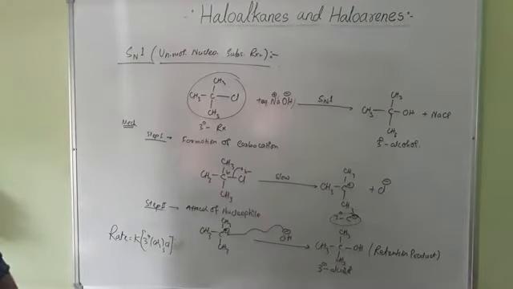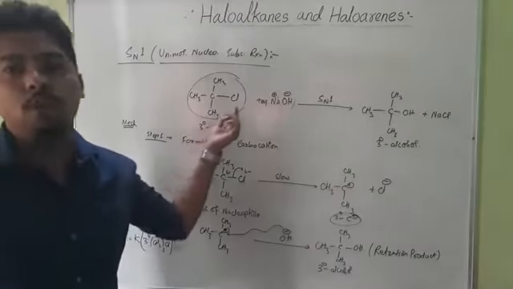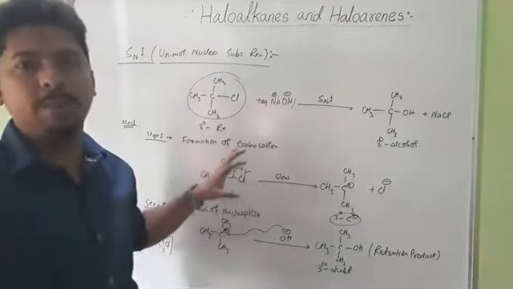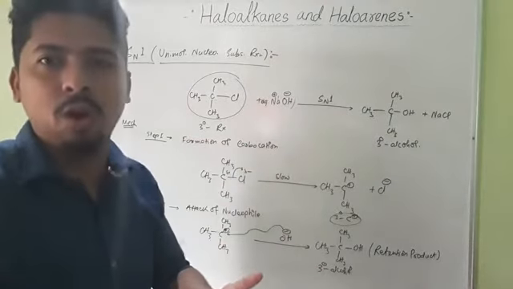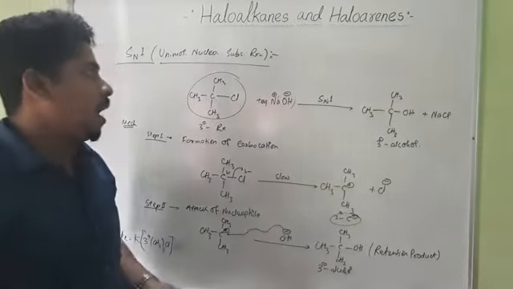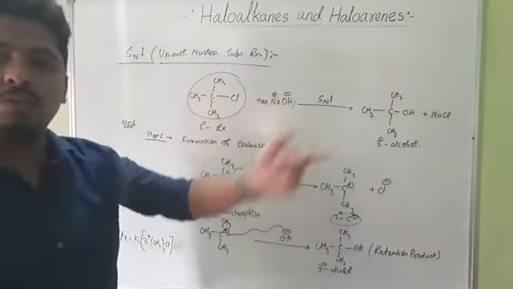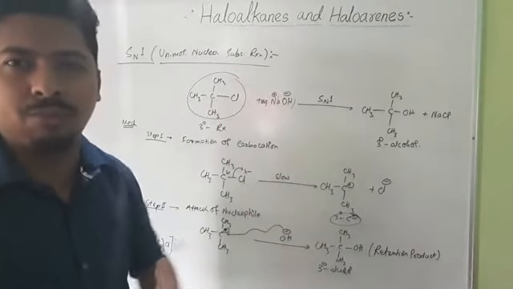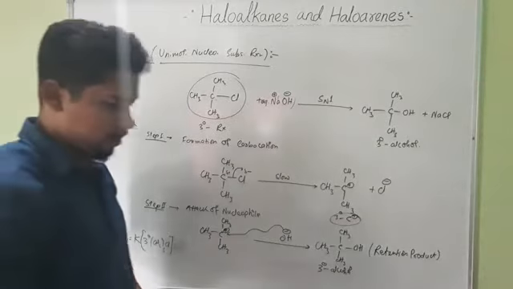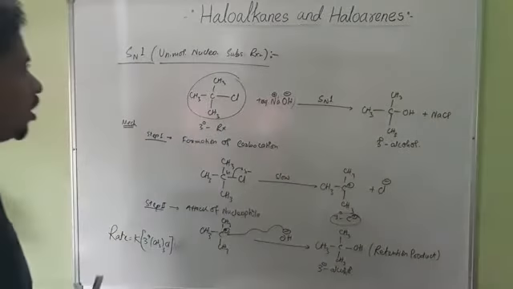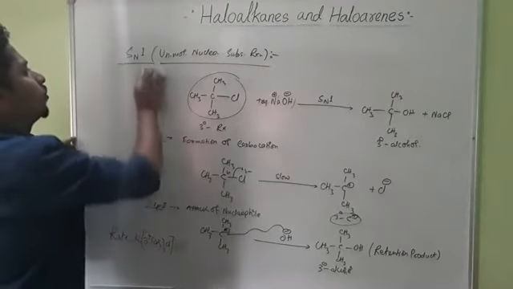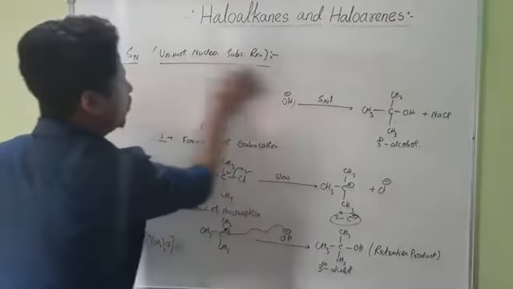This reaction takes place in presence of polar protic solvent. The SN1 reaction takes place in presence of polar protic solvent, meaning in presence of water or alcohol. And the SN2 reaction takes place in presence of polar aprotic solvent like DMSO or DMF. So this is all about the SN1 reaction. Now we are proceeding towards the SN2 reaction.